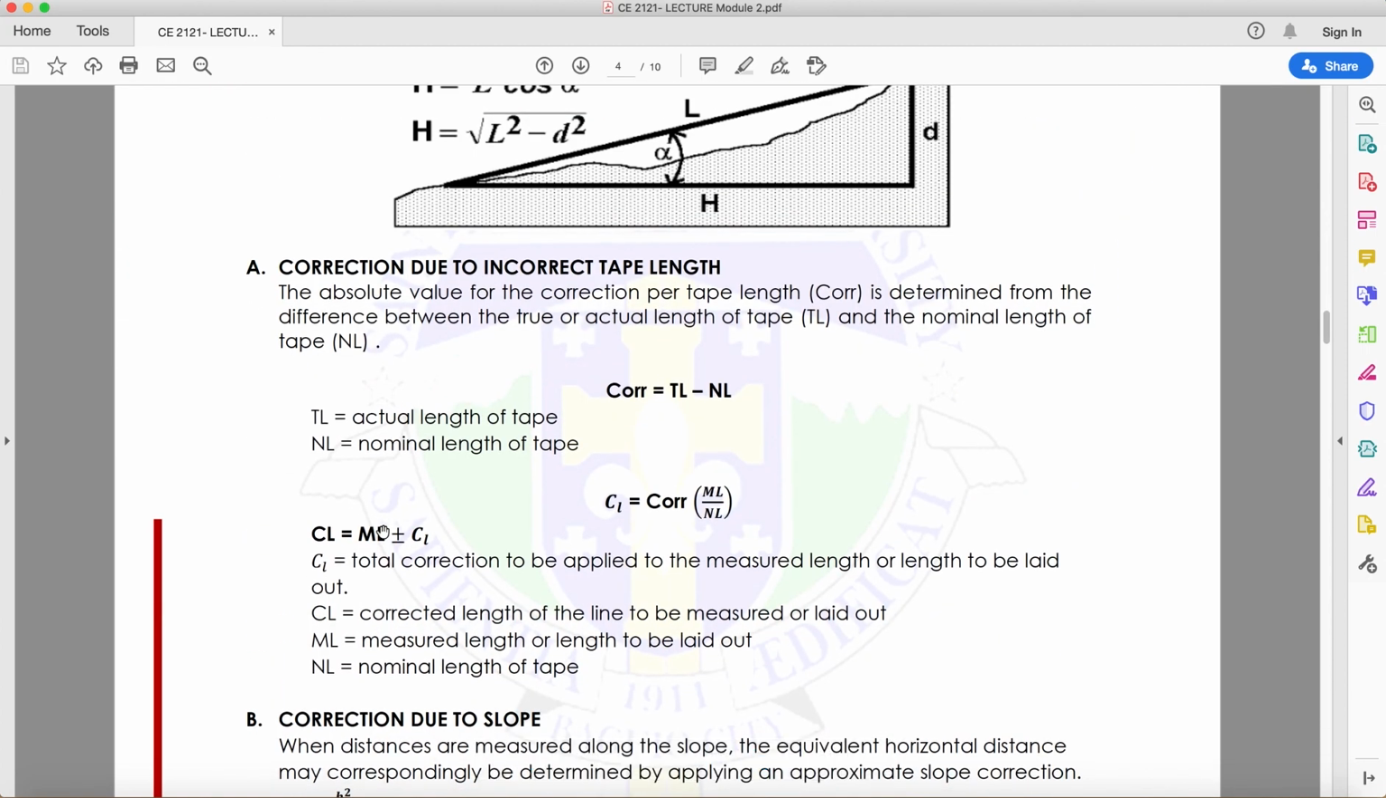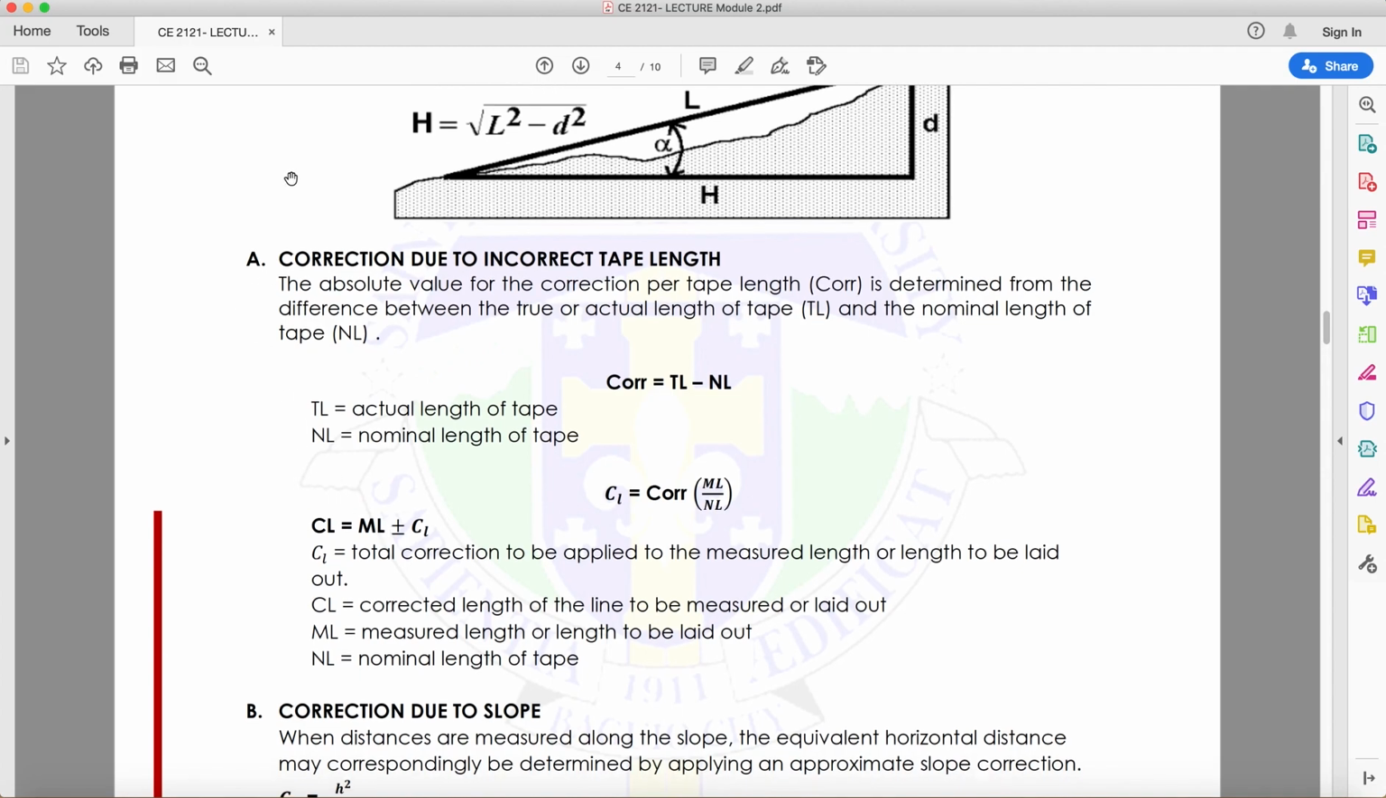Okay, so ito na yung ating mga correction. So, these are now the corrections that need to be applied. So, correction due to incorrect tape length. Okay? So, there are times that your tape is not accurate. When we say maybe your tape is already old, or there were some factors that caused the tape to elongate or to not be accurate.